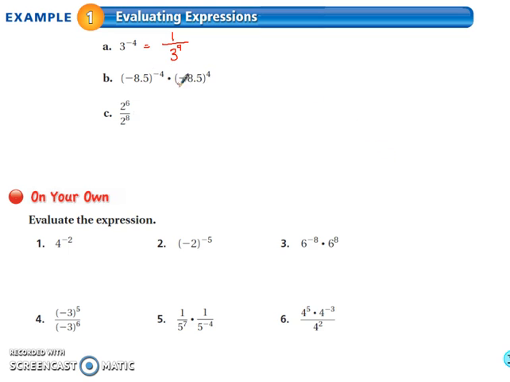To simplify in b, I'm multiplying and we have the same base, so I'm going to keep that base, negative 8.5, and simply add my exponents, negative 4 plus 4. This simplifies to negative 8.5 to the power of 0, which is just 1.